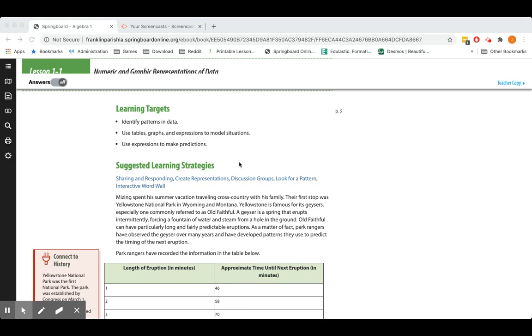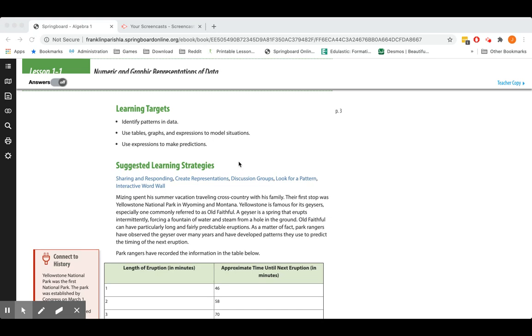We want to be able to use tables, graphs, and expressions to model situations. So sometimes when they give us the data, we want to be able to put it into an easier to read format. That's the good thing about tables and graphs and using expressions to shorten it, basically, from the situation that we're in or being given and shortening it to one of these three.